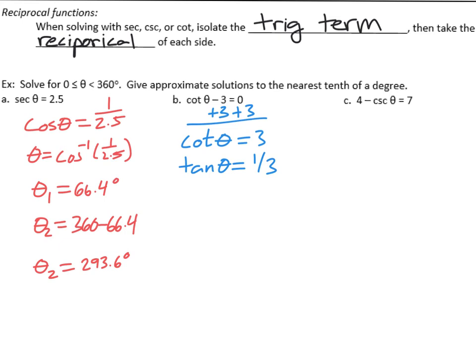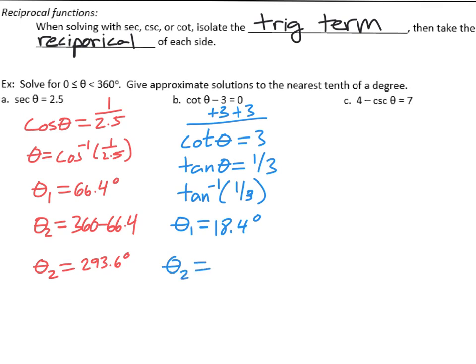Anyway, if cotangent's 3, tangent's a third, okay? So on the calculator, we would do tangent inverse of a third, which again, we're asking the calculator, tangent value is a third, give me an angle. In degrees, give me an angle that has that tangent value. And the calculator says, oh, sure. That angle you're talking about is 18.4 degrees. And we're like, thank you very much, calculator.